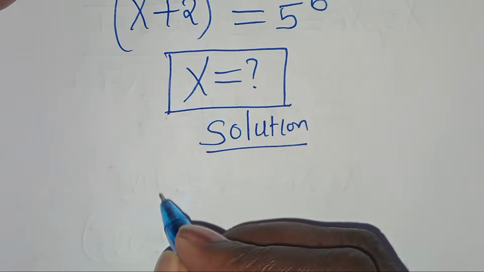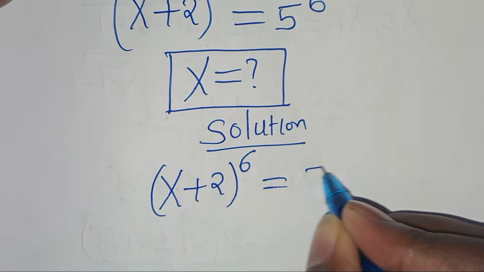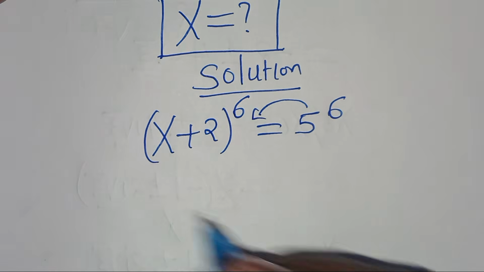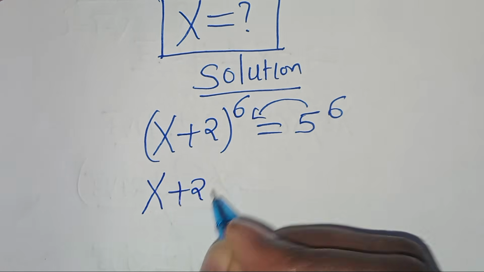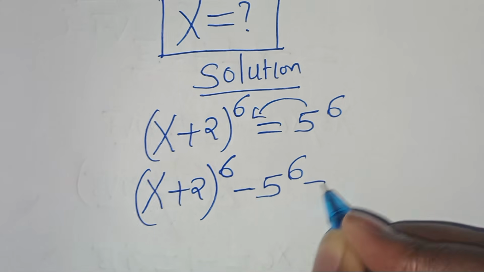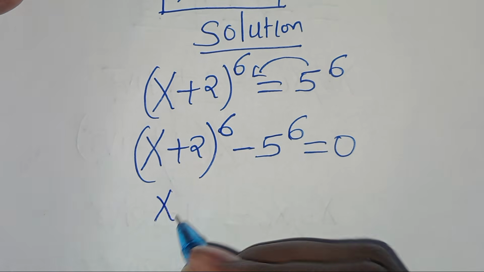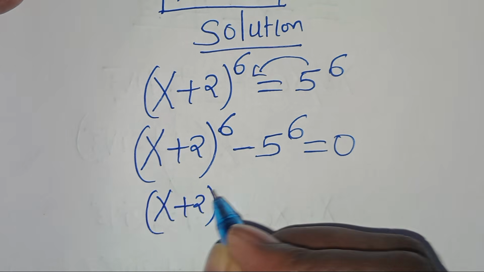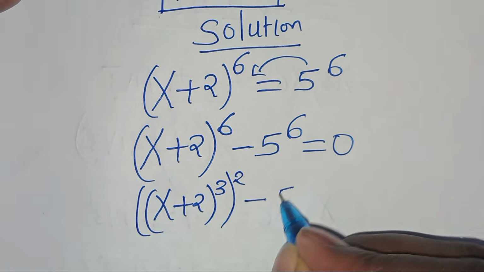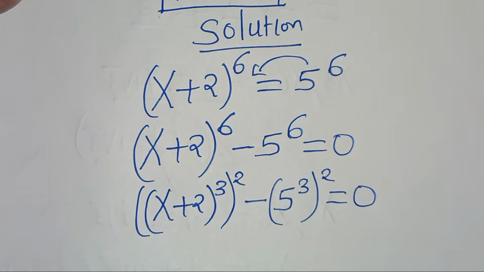So we have (x+2)^6 equal to 5^6. Now let's take 5^6 to the left hand side, so that we have (x+2)^6 minus 5^6 equal to 0. We can express (x+2)^6 as ((x+2)^3)^2, minus (5^3)^2. This is equal to 0.